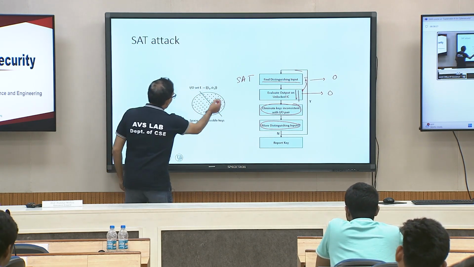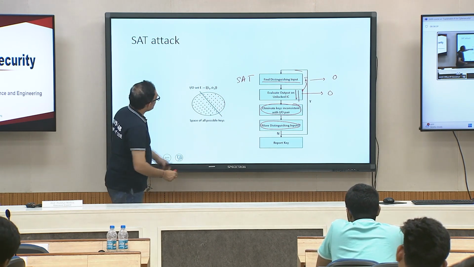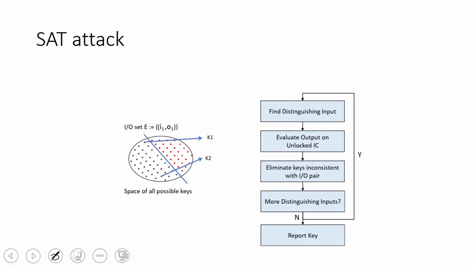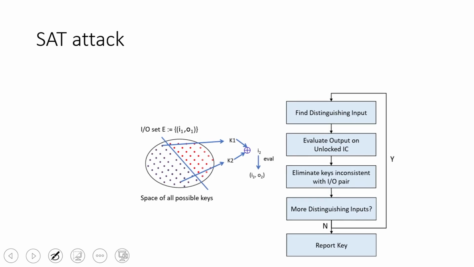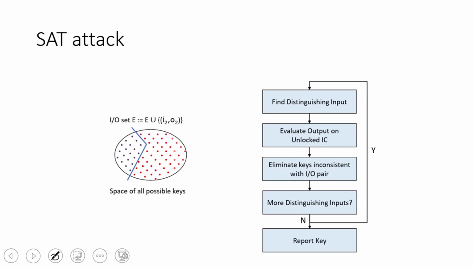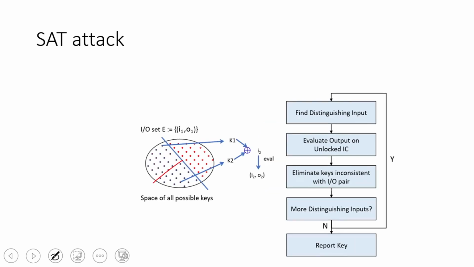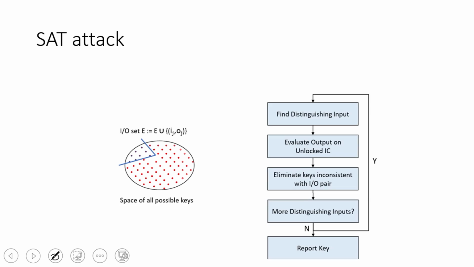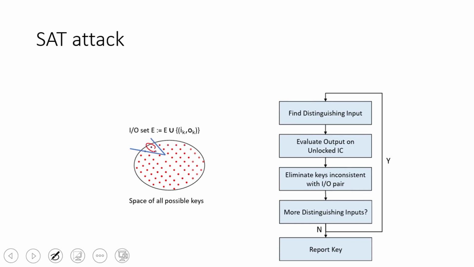If this is all the possible key values, after one DIP probably you are going to remove all these wrong keys, right. After the next iteration you basically discard another set of wrong keys. Okay. So, previously you were discarding this part, after adding this you are discarding this part, right. If you do another round, you probably discard this part, and finally, when you go down, only the correct key will remain here, and that will be your correct key. So, this is what SAT attack does without giving any test case, right.